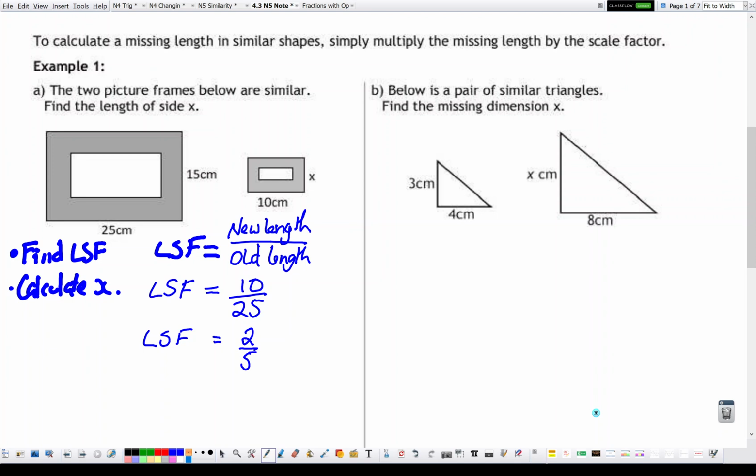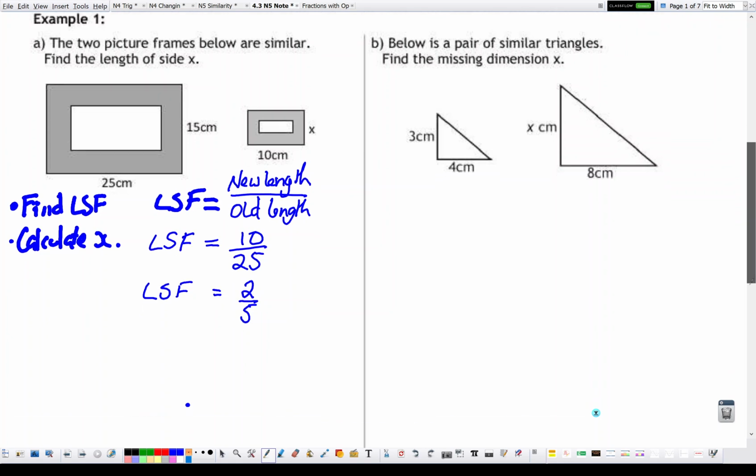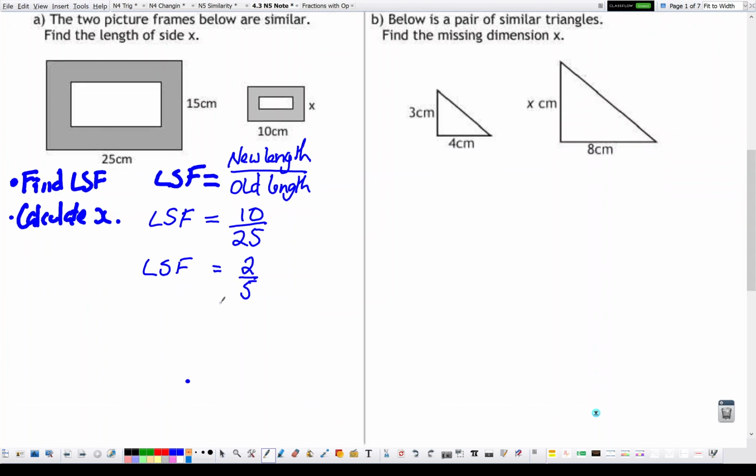Just a bit of theory. If the shape is getting smaller, it has to be multiplied by a fraction that has a value of less than 1. If the shape is going to get bigger, the fraction is going to be greater than 1, i.e. a top-heavy fraction. In the previous example, the shape was getting bigger and the length scale factor was 5 over 2, which is 2.5. In this example, it's getting smaller, so the scale factor is a fraction less than 1, which is 2 over 5, which is 0.4. So that is the length scale factor, part A, 2/5.